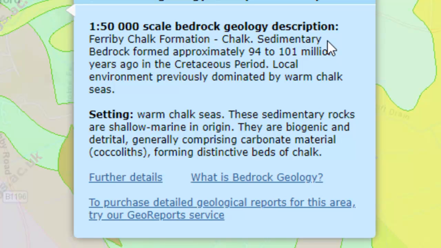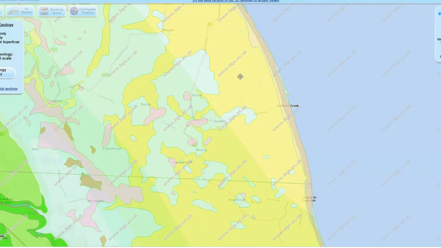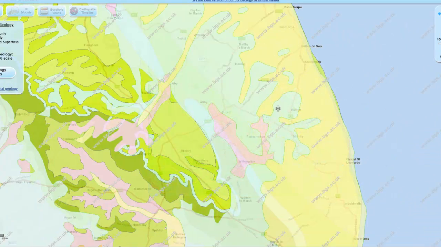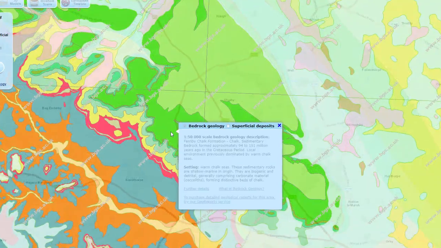a bedrock geology description. It's Ferriby chalk formation, chalk sedimentary bedrock formed approximately 94 to 101 million years ago in the Cretaceous period again. Local environment previously dominated by warm chalk seas. So this area at one time was covered in seas, chalky seas. And so most of the coast here, I mean, we can move up to another area here and click just to see the differences that it can be created here.